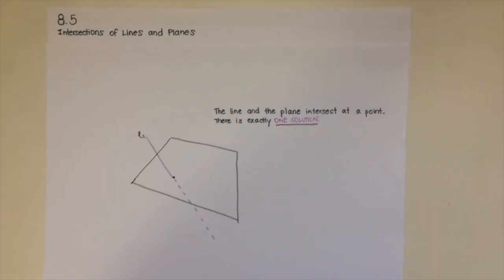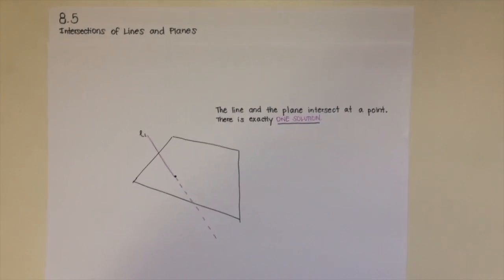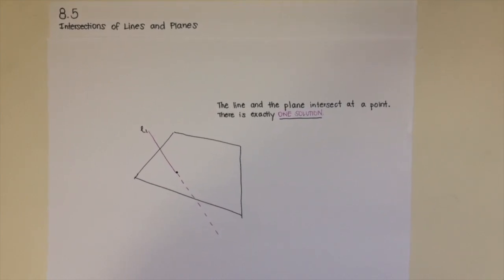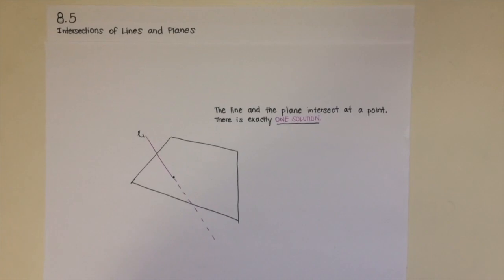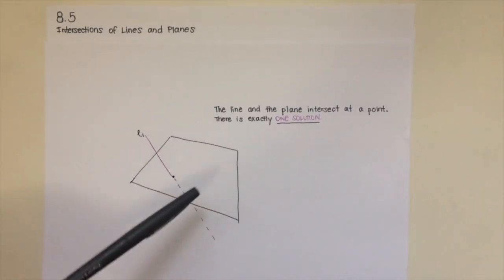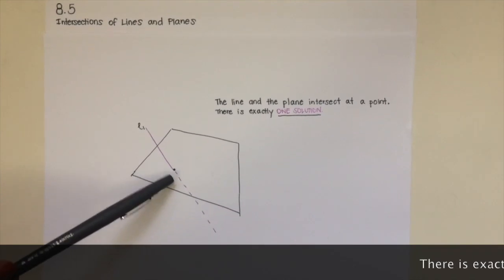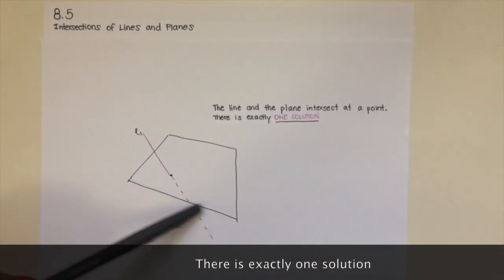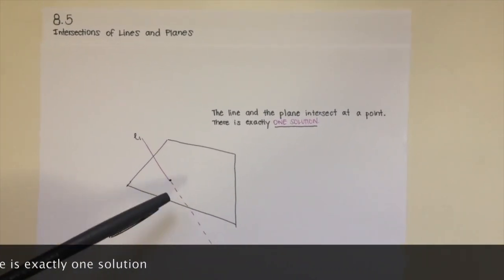To start off 8.5, you are given a line and a plane in 3-space, and there are 3 possibilities for the intersection of the line with the plane. The first possibility is this one here. The line and the plane intersect at a point. This is a point, and there is a line and the plane. There's exactly one solution if this occurs.